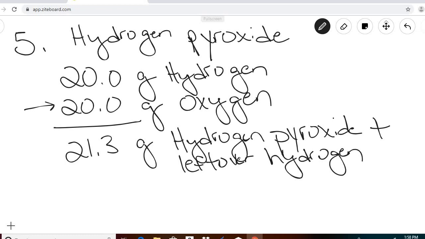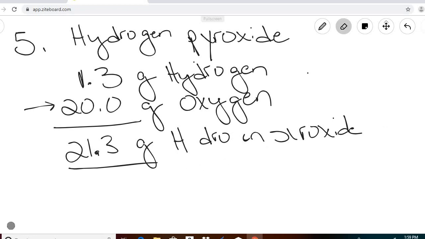Again, law of conservation of mass. If we end up with 21.3 grams, that means that the amount of oxygen and hydrogen that was used needs to add up to 21.3. So since we had no oxygen left over, we know that all of it got used, and therefore the amount of hydrogen that was used would be just 1.3 grams to get our 21.3 grams of hydrogen peroxide and have nothing left over.